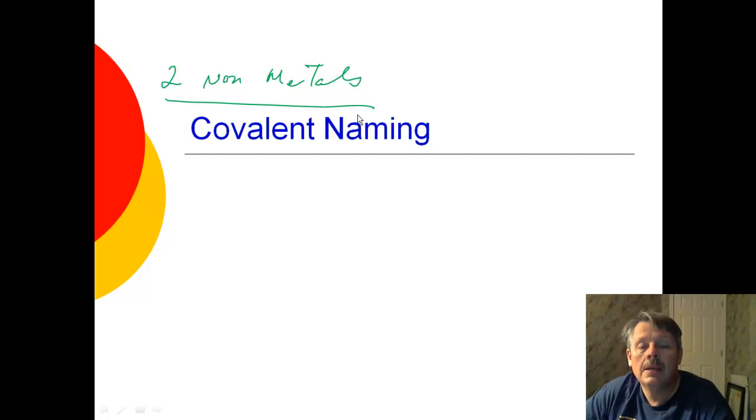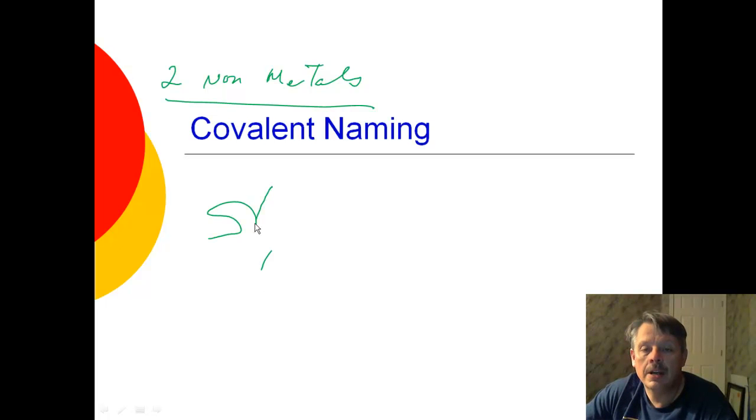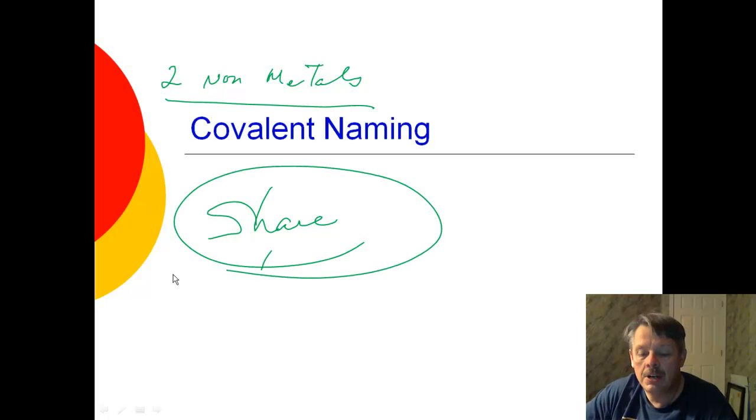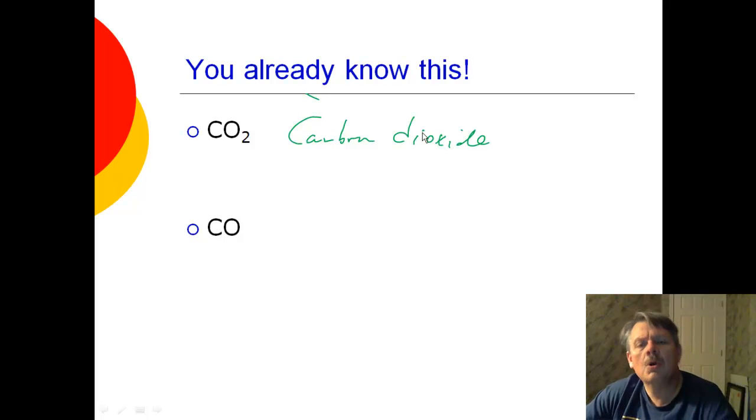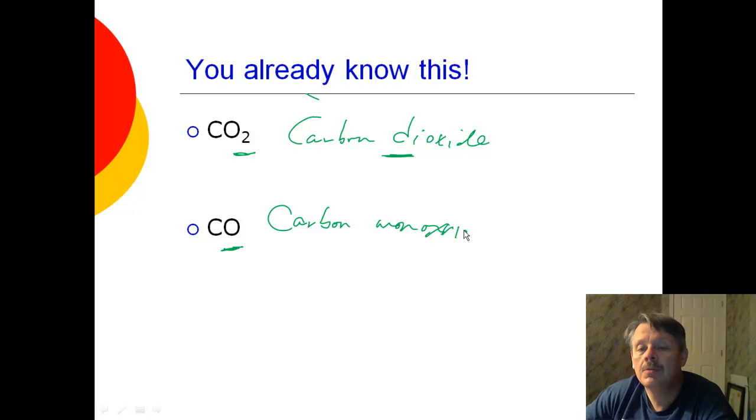Remember the octet rule. Atoms tend to gain, lose, or share electrons. So this is going to be all about sharing electrons. Okay, you actually already know this. What are these things called? All right, the first one, clearly you should know this is carbon dioxide. Now that you just watched the last podcast on hydrates, does that di mean something to you? It should, right? That di should mean 2, right there. So what do you think you call this one with only one oxygen? Sure, you call it carbon monoxide. Right? And the mono means 1.